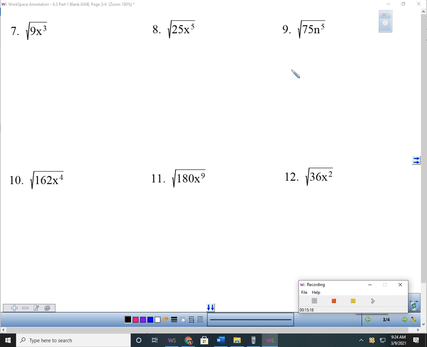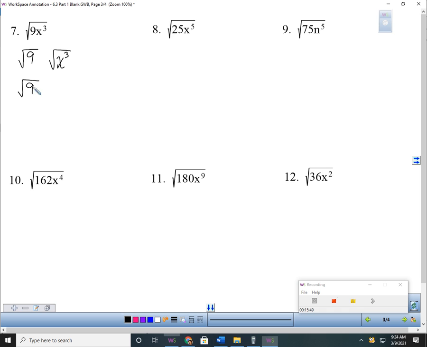So now we're going to add in some variables, all right? And you're going to do these like it's two separate problems. So focus on your number, and then you're going to focus on your variables. So split them up, and then we can put them back together. So 9, that's a perfect square, right? Okay, so I don't need to split the 9 up into anything at all, and I don't need to do a factor tree because it's a perfect square. So I'm going to leave that alone for now.